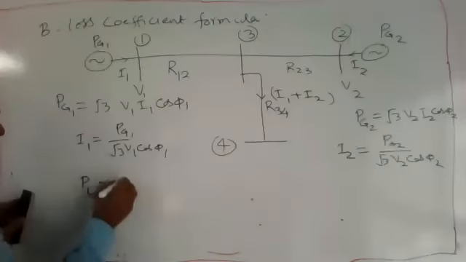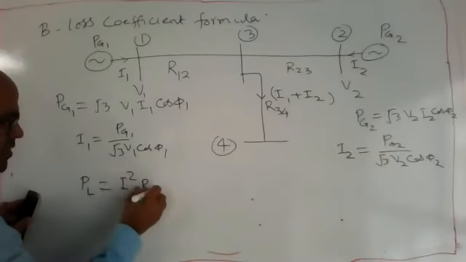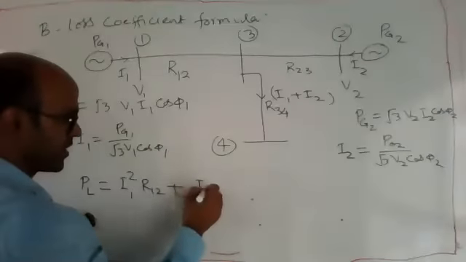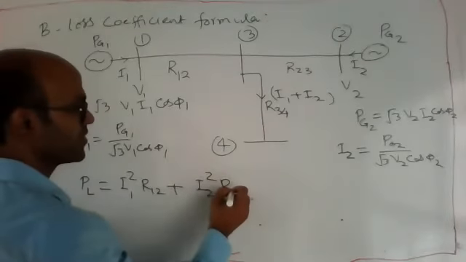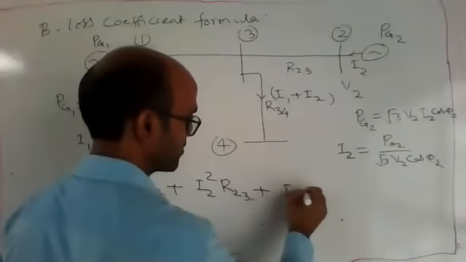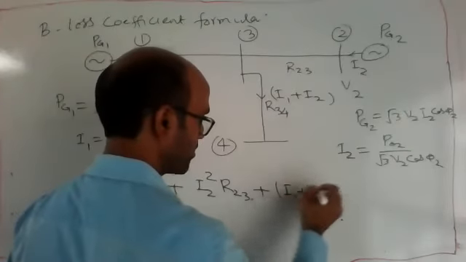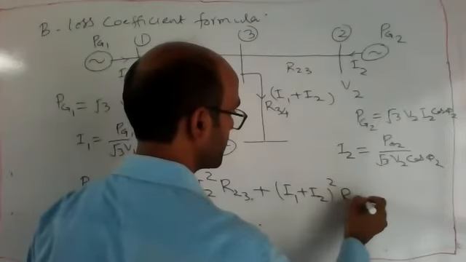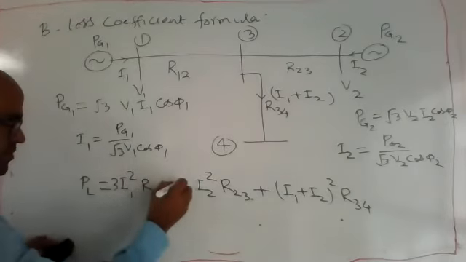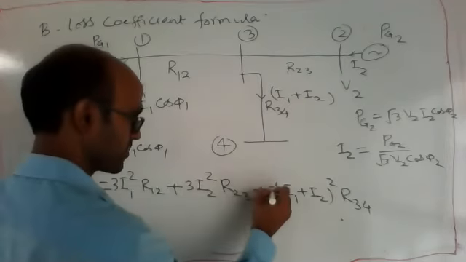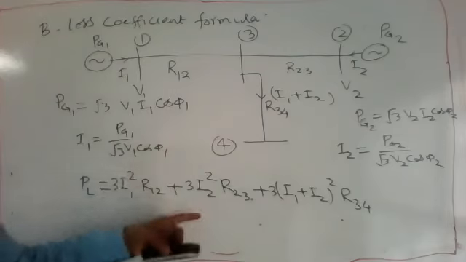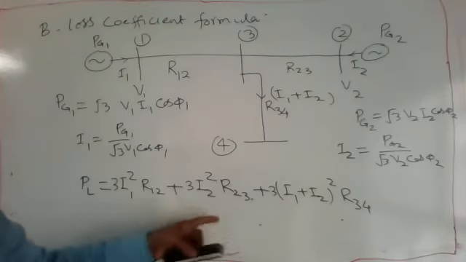Total loss in this line is I1 square into R12, plus in this line the losses are I2 square into R23, plus in this line, I1 plus I2 whole square into R34. Since this is a three-phase power, I will multiply by 3 also.